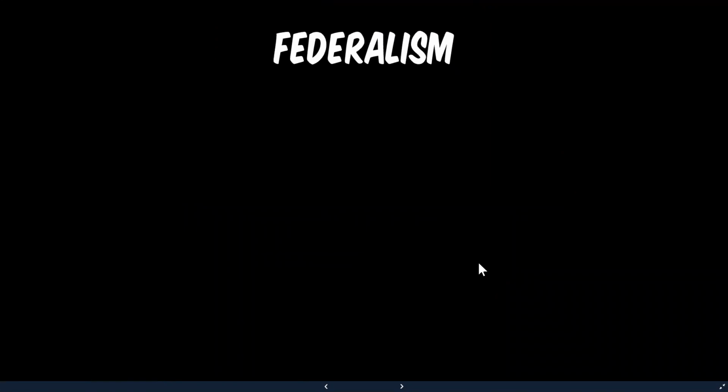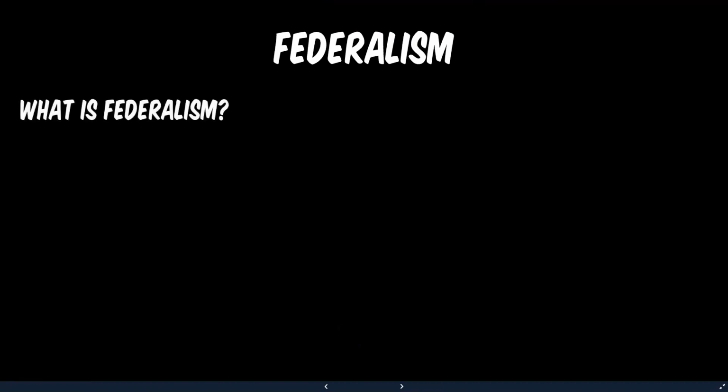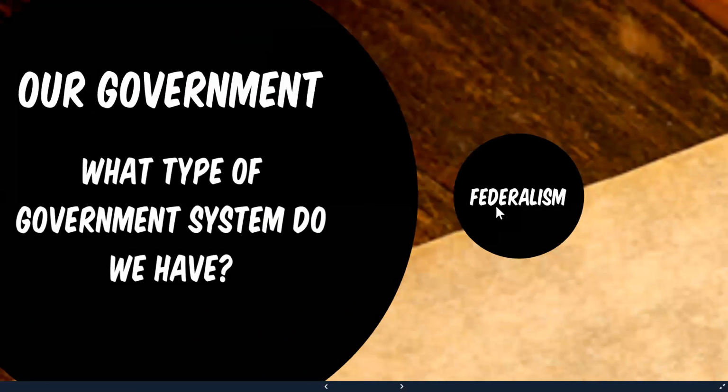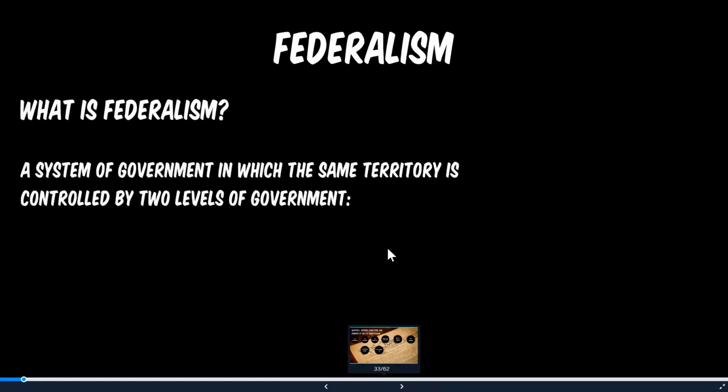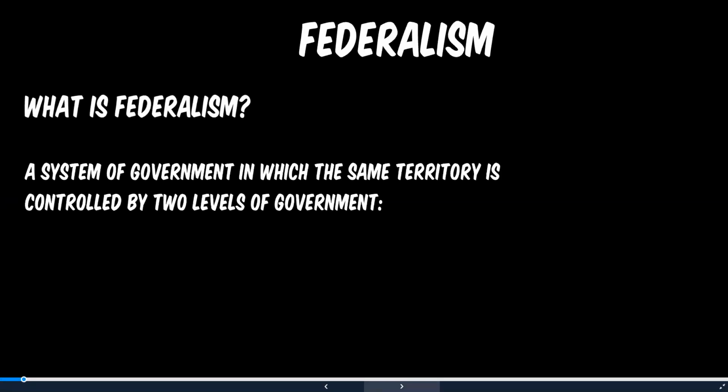So what is federalism? We are a federalistic society. And what the heck does federalism mean? Federalism is a system of government in which the same territory is controlled by 2 levels of government, or 2 different governments. So it's one territory that is governed by 2 different governments. And that is our system here in this country.